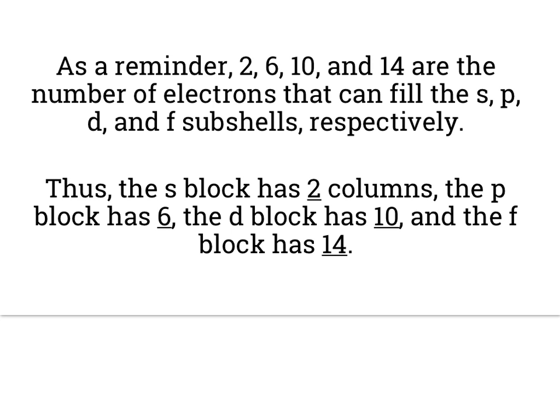As a reminder, 2, 6, 10, and 14 are the number of electrons that can fill the s, p, d, and f subshells, respectively. Thus, the s block has 2 columns, the p has 6, the d has 10, and the f has 14. Sorry, I just said this, but hopefully you won't forget it.